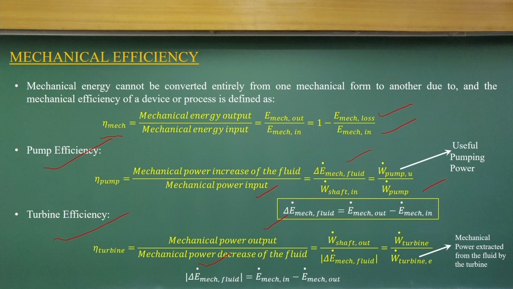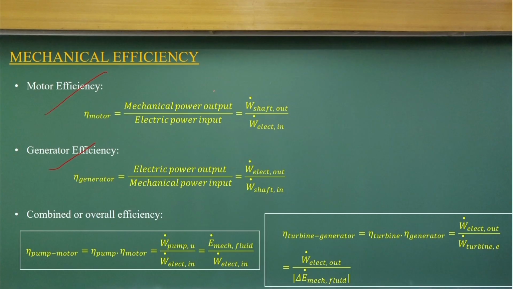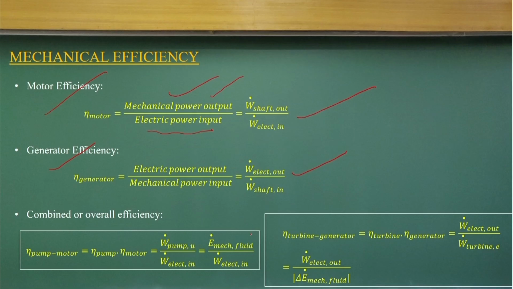powers. In terms of power also we have defined efficiency components. Similarly, you can have motor efficiency and generator efficiency. For motors, the electrical power is the input, and the output is mechanical power; the motor converts electrical to mechanical power, so we take that ratio. Similarly, generators go from mechanical power to electrical. But when you have a combined system of pump and motor, then you need to report the efficiency of both systems, pump and motor, together.